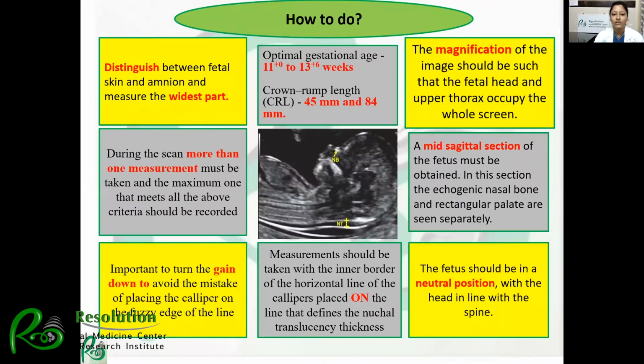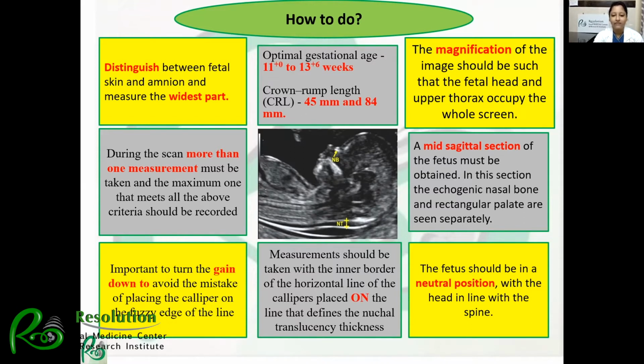Coming to the important part, how to do NT. The optimal gestational age is from 11 weeks to 13 weeks and 6 days, where the fetus measures about 45 to 84 millimeters from the crown to rump. The magnification of image should be such that the fetal head and upper thorax occupies the whole screen. A mid-sagittal section of the fetus must be obtained. In this section, the echogenic nasal bone and rectangular palate are seen separately. The fetus should be in neutral position with the head in line with the spine.